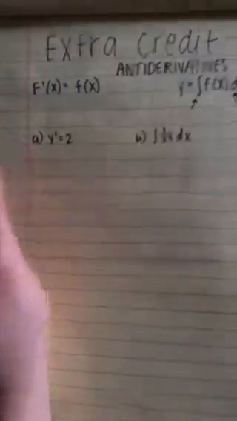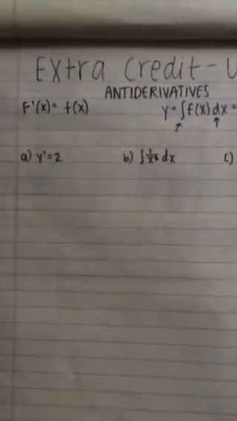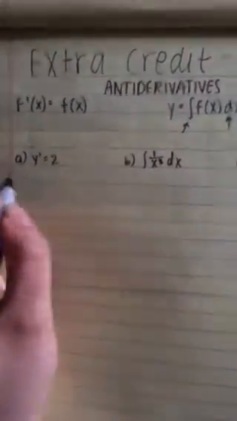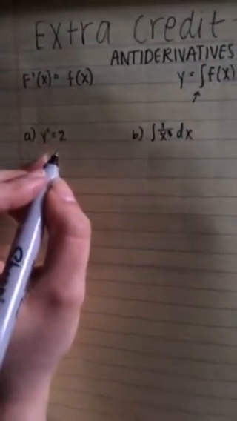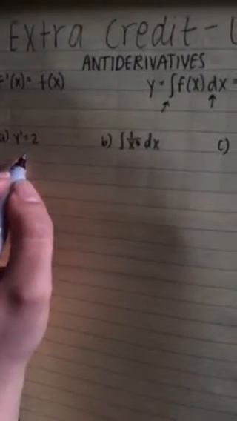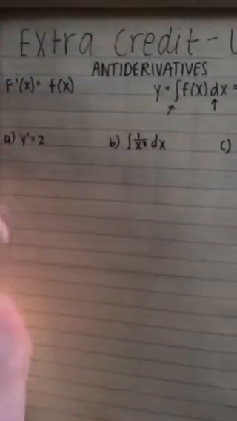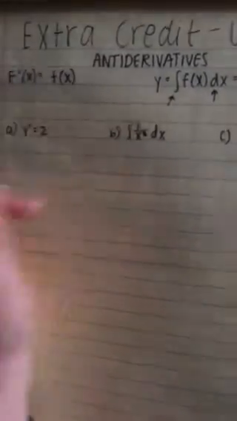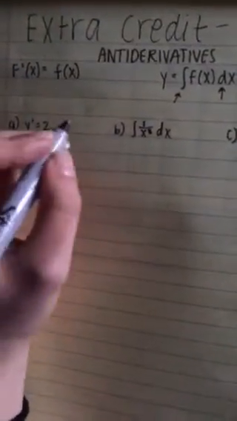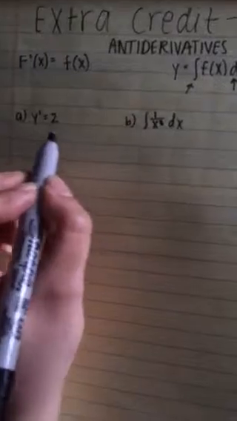So let's start easy. Say y prime is equal to 2. Okay, so we're trying to find a function whose derivative is 2. So let's work backwards. How do we get this number?